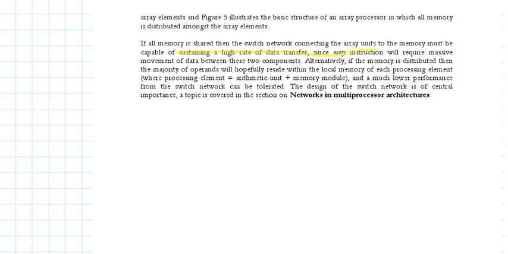So from this discussion, you can conclude that the design of the switching network is a critically important thing. Now, although this is included in this part, we are going to discuss the interconnection network in the multiprocessor architecture module because both are basically the same. Now, this was all for this topic.